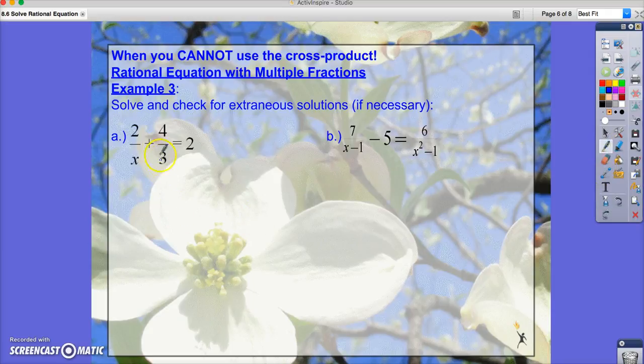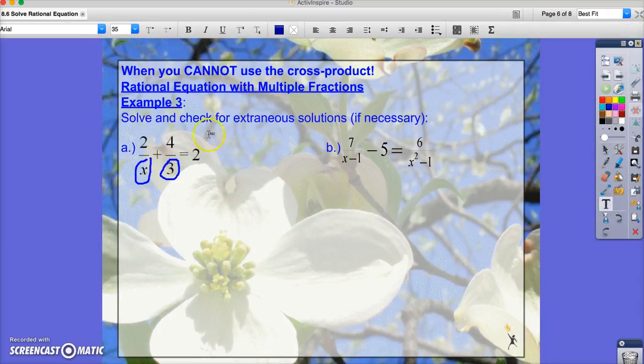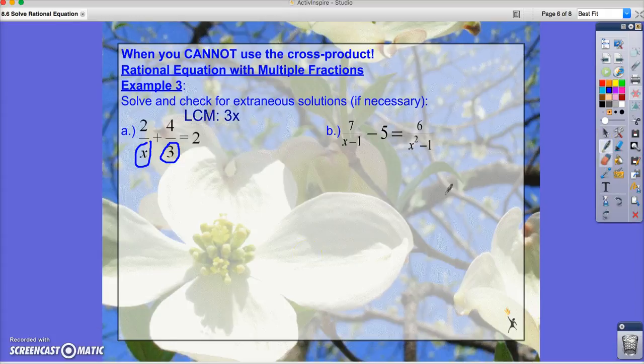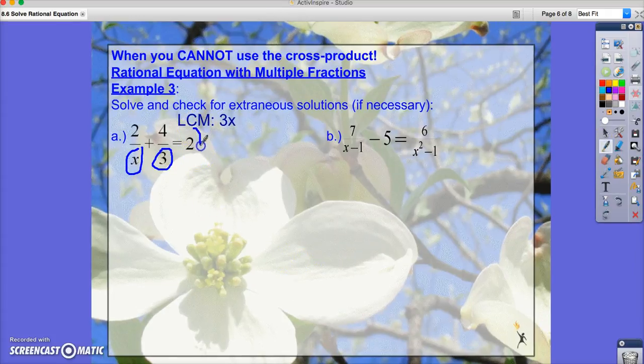LCM or LCD comes back into play here. Do me a favor, circle your little denominators. The first thing I have to determine is my LCM, or LCD you might see it as, least common multiple, least common denominator. Of all my little denominators, I get 3x. Do you remember how with complex fractions we multiply every little numerator by the LCM? It's the same thing here, they just look different. They're not complex fractions. So I'm going to take that 3x and multiply by all the numerators.